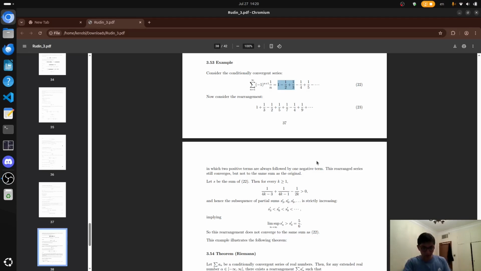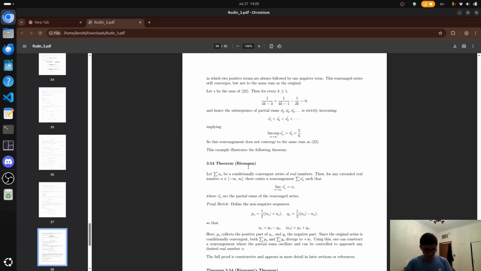And we get the following theorem, which is Riemann's theorem, which shows that if a series of real numbers converges but not absolutely, you can rearrange it to get another number. In fact, you can rearrange it to get the lim inf of it to be some number alpha and the lim sup of it to be any number beta. You can choose any number for their separate limits.